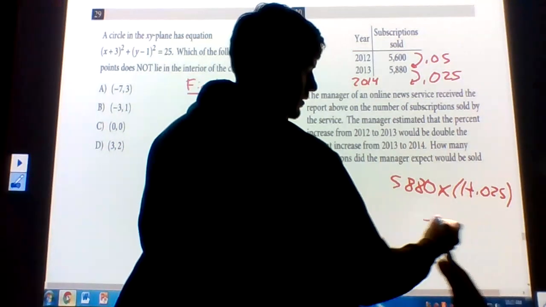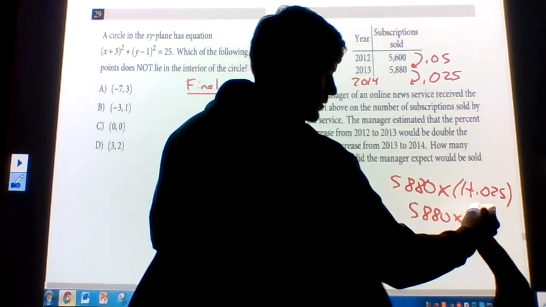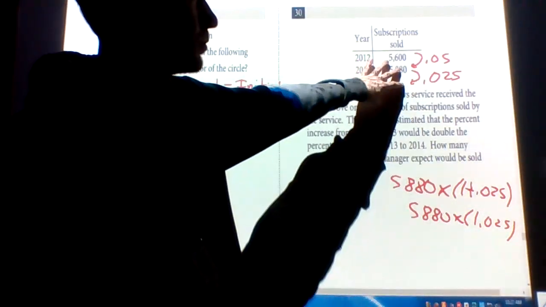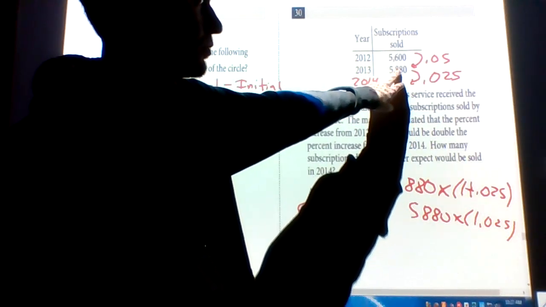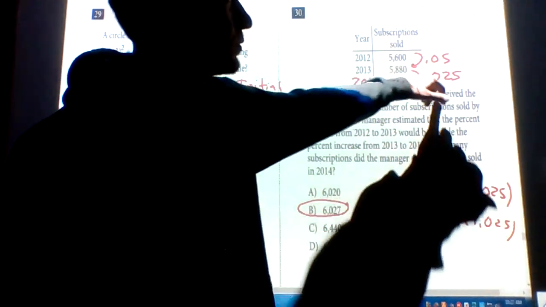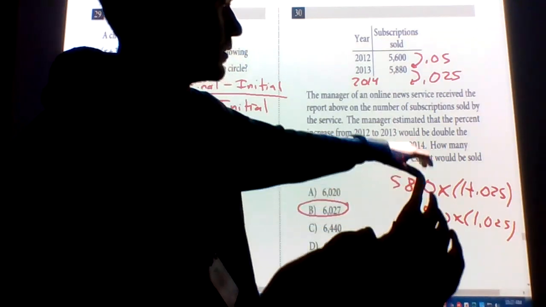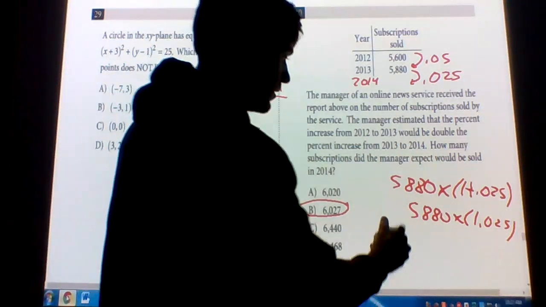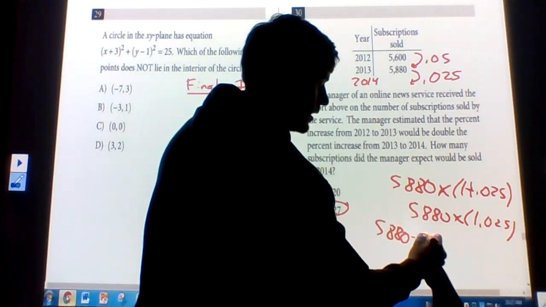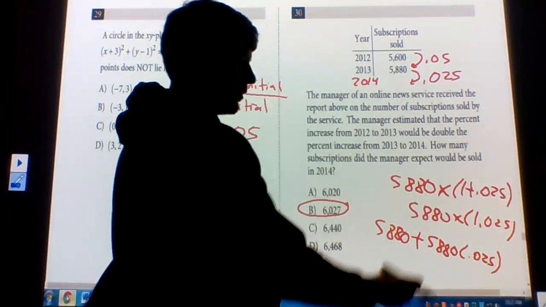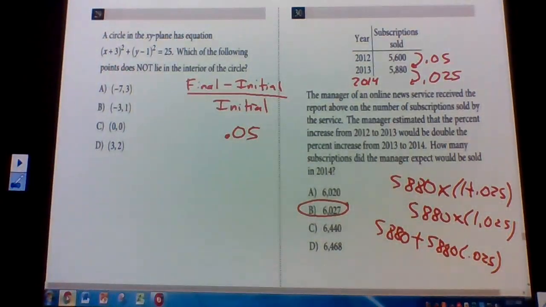So it's going to be 5880 times 1.025. Our percent increase was 0.05, now our percent increase is only half of that, 0.025. So that's this times 1.025. Or you can do 5880 plus 5880 times 0.025. That would give you the same answer. Let's double check that. 30 is B. Yes, and then let's do the free response.